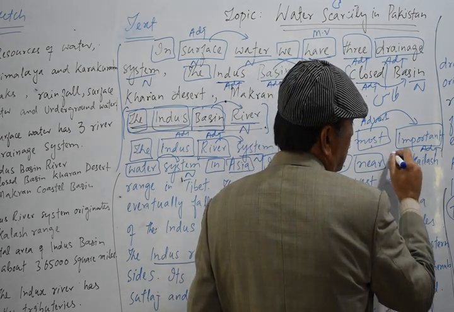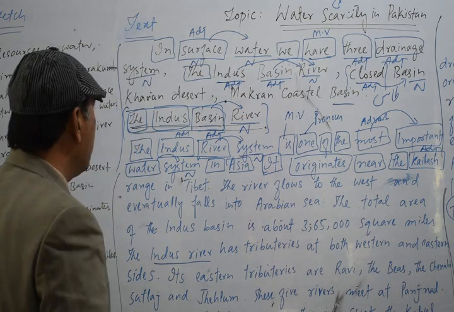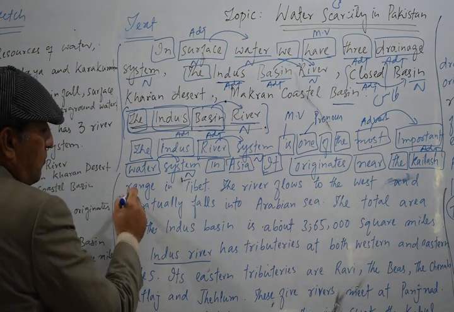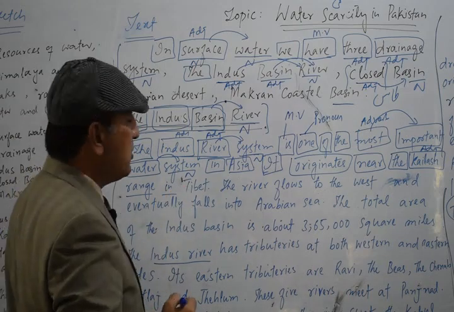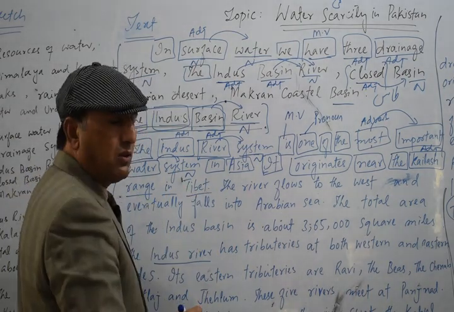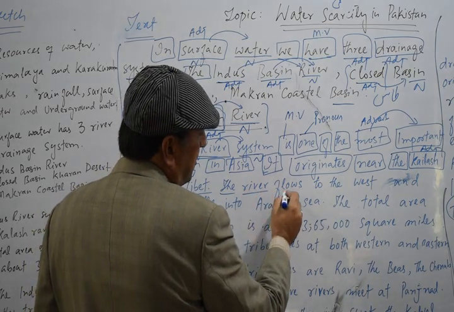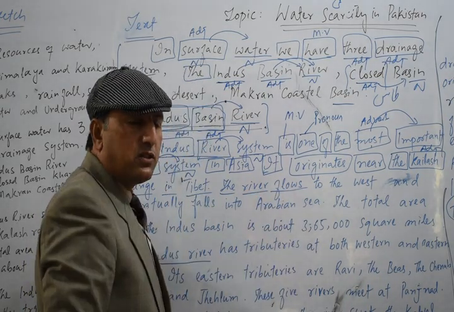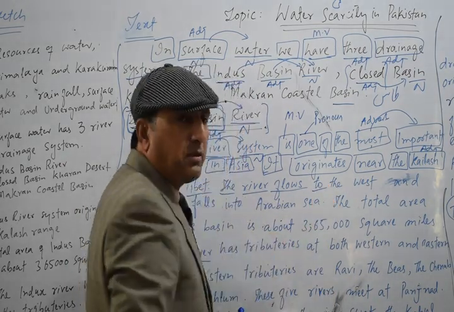The, as usual, is a definite article. Kailash is a proper noun. In the same way, Range is a proper noun. In is a simple preposition. Tibet is a proper noun. The, as usual, is a definite article. River is a common noun. Flows is a verb. To is a simple preposition.